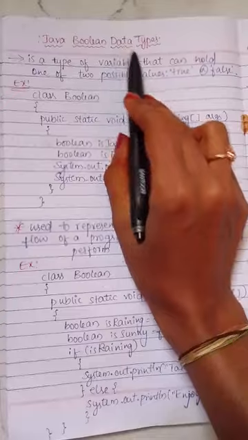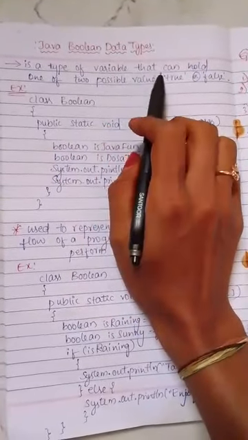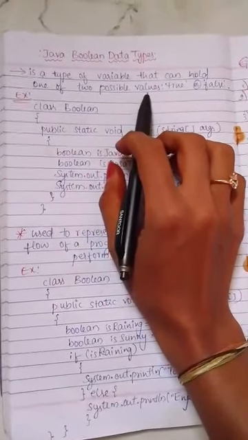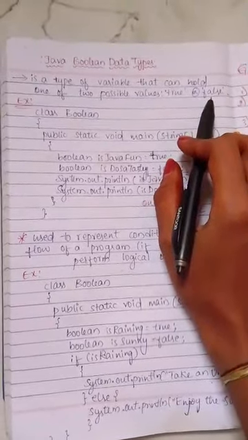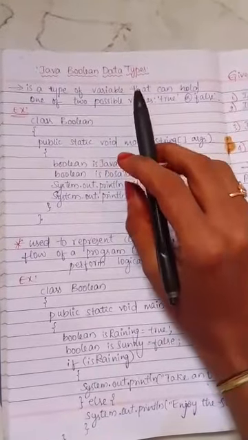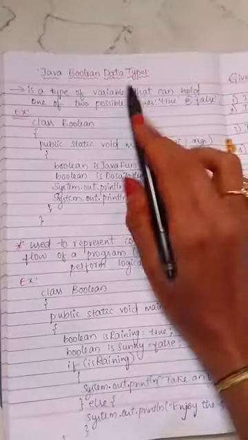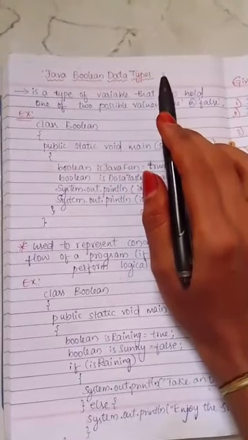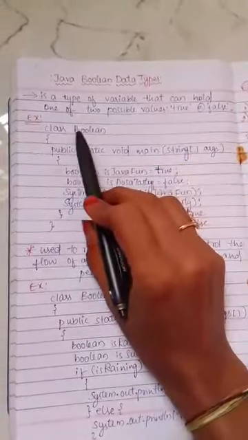And Java Boolean data types. It is a type of variable that can hold one of two possible values, that is true or false, any one thing. For example, I have a pen, just yes or no, true or false. In this case we use Boolean data type, just one of two possible values, that is true or false.